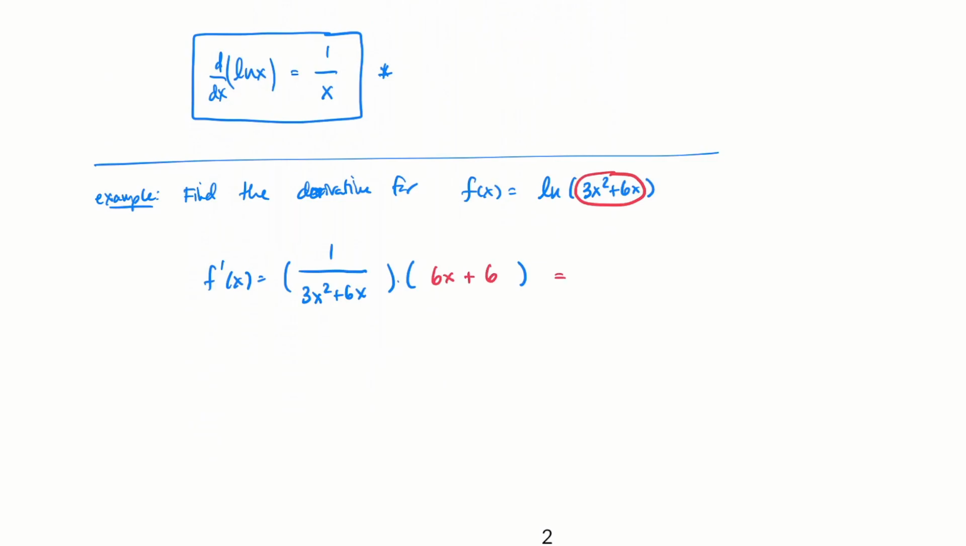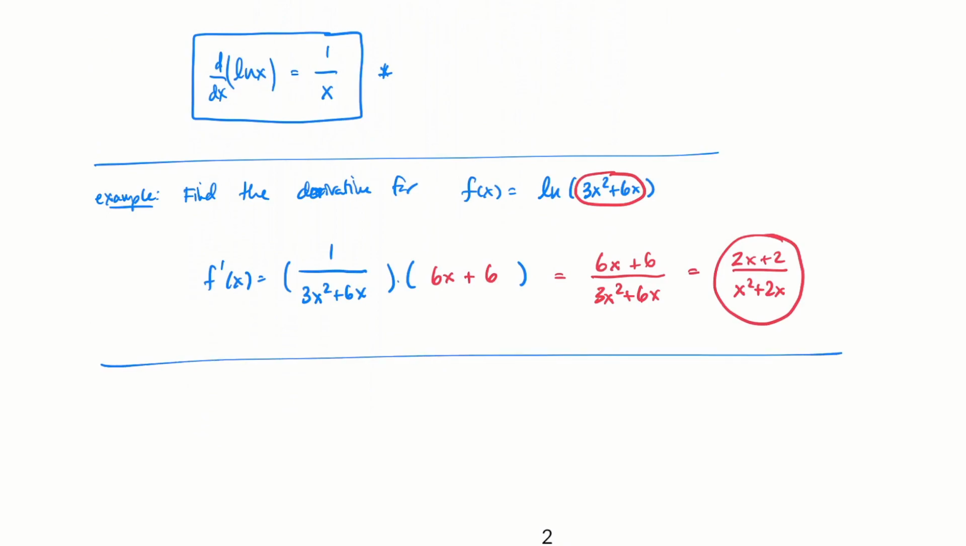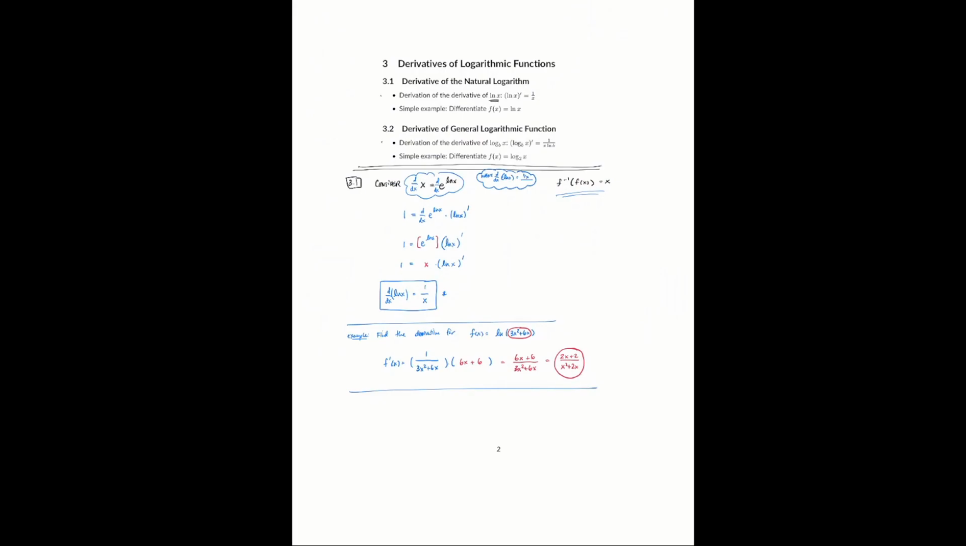Okay, so to simplify this, 6x plus 6 over 3x squared plus 6x. Maybe we could be a little bit nice and factor out 3 from everything. So we'll get 2x plus 2 over x squared plus 2x. It's about as nice as that one gets. Okay, so here we just had a natural log with a chain rule. Excuse me, you can obviously mix this up with all the other rules and functions we've studied so far, and I'll have hopefully a practice set after this lecture. So that's using the natural log derivative.